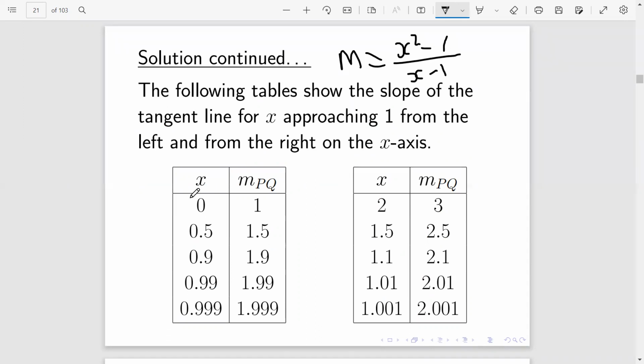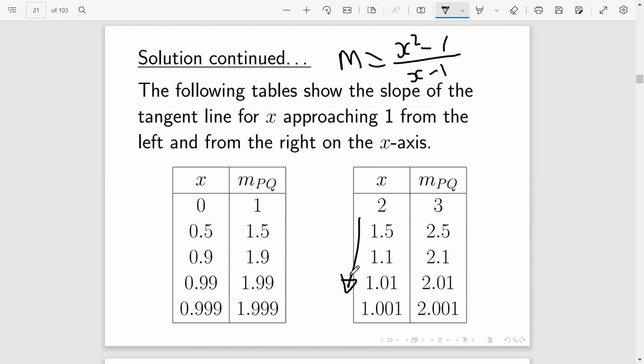So as you substitute these X values, this is the value of the gradient that we get. You can see that when X is approaching 1 from the left, the values of the gradient are approaching 2. And again, when you look at the values of X coming from the right, meaning the X values that are greater than 1, starting from 2, reducing to 1.5 as they approach 1, we don't really care at 1.